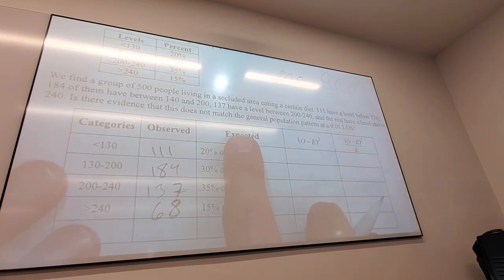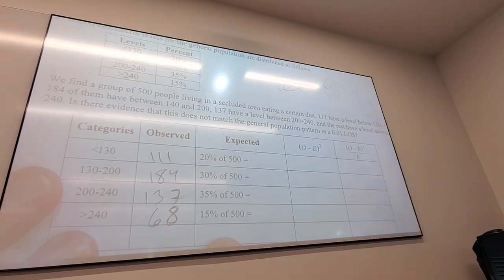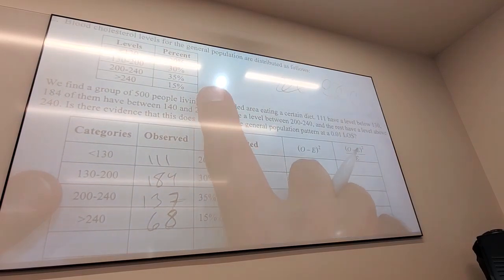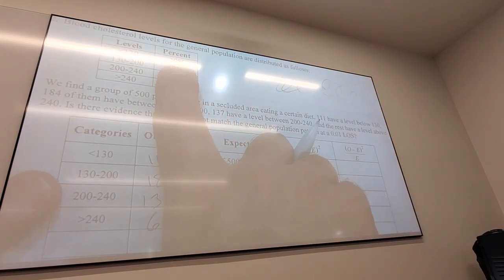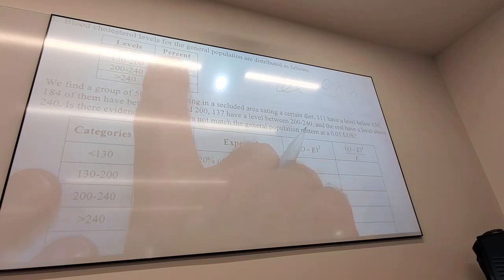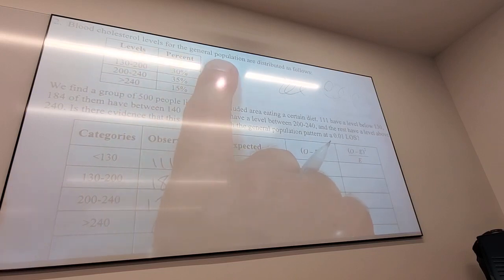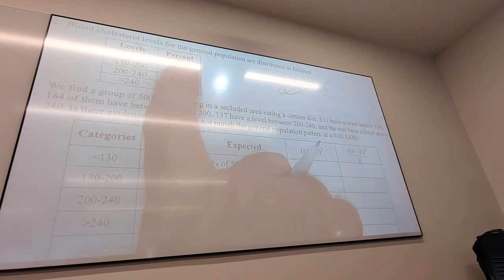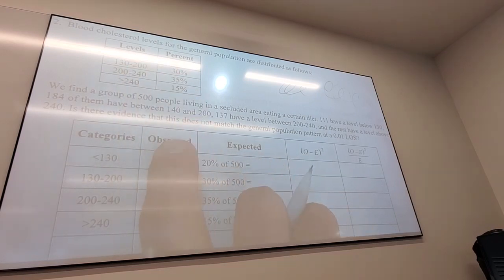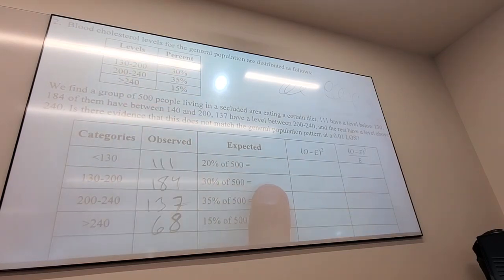Now, to get the expected, I was very nice, and I put this down here, which I should not have, but it should kind of make sense. We expect 20% of any group to have less than 130. That's what we expect, or at least if they're going to follow the same pattern as the general population, we expect 20% to have less than 130. And we talk to 500 people. So of course, how many would we expect to have less than 130? 20% of 500 is 100.